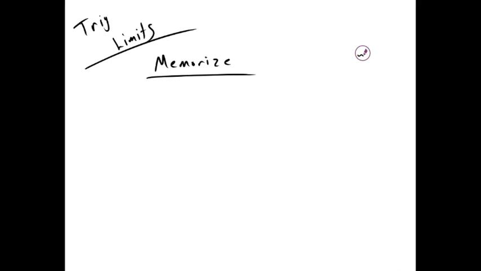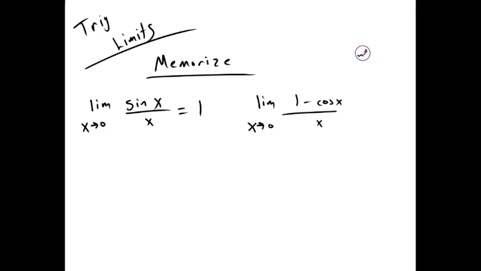And there's one more thing I wanted to cover. There's some important trig limits that you need to memorize. And there's just two. First one is the limit as x approaches 0 of sine x over x equals 1, and the limit as x approaches 0 of 1 minus cosine x over x equals 0.